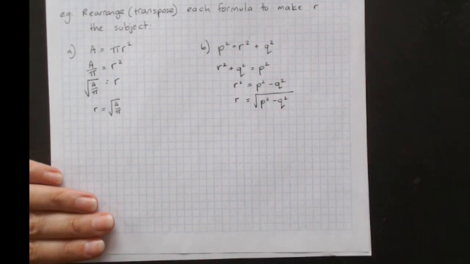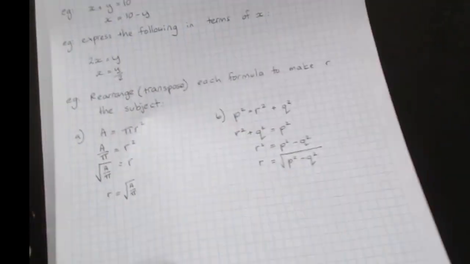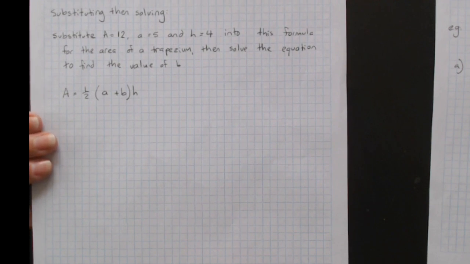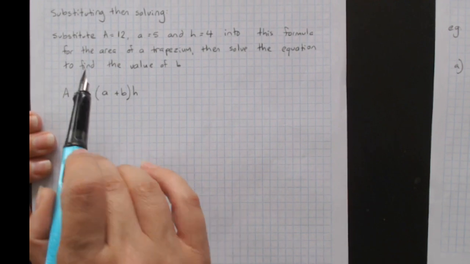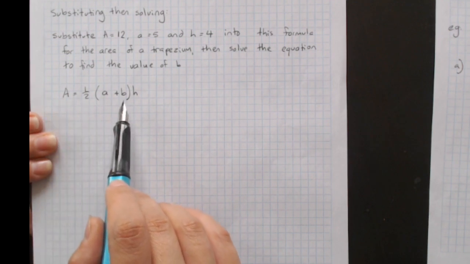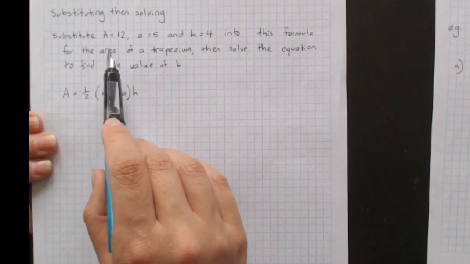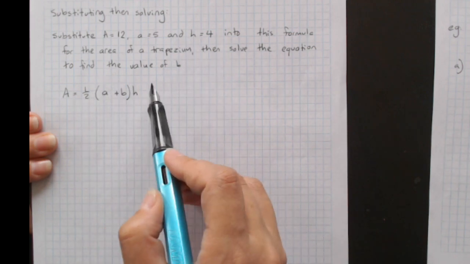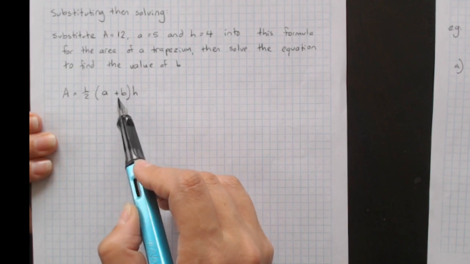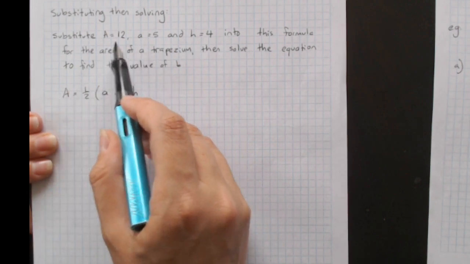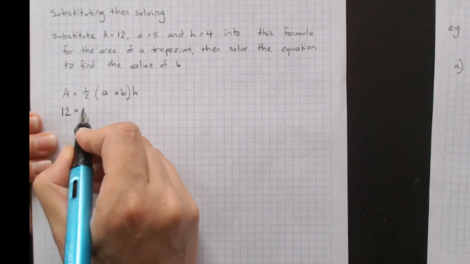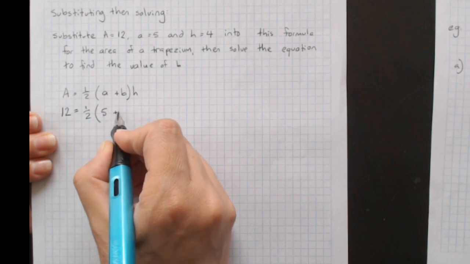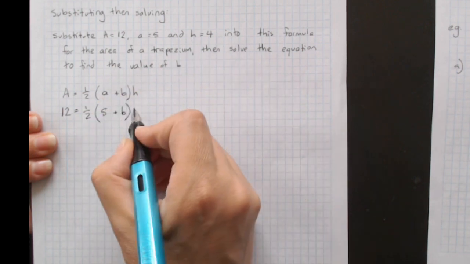Takes some practice. It's worthwhile doing a few in the textbook. Now, of course, we can also have to substitute and then solve, which is really the same skill again. Here's the area formula for a trapezium. They've said substitute in all these things that we do know, A and h, to find the value of the one thing we don't know, which is b. So we've got a formula. We substitute in everything we know, leaving everything in there. So little a is 5 plus b times 4.